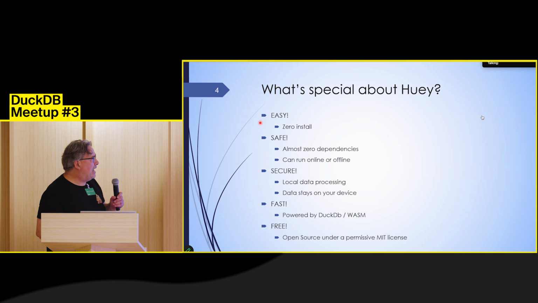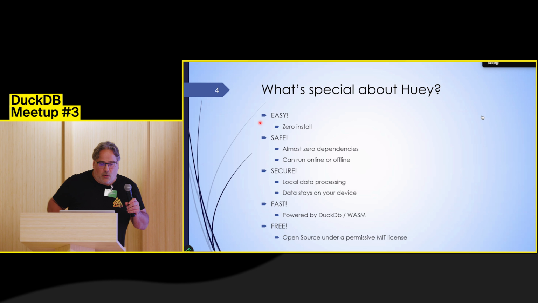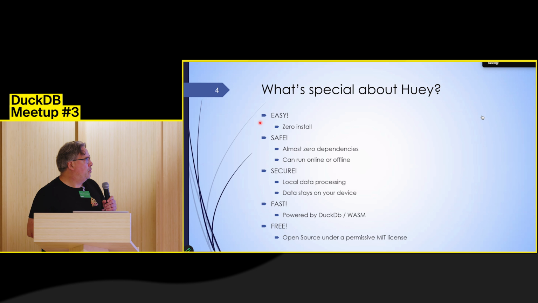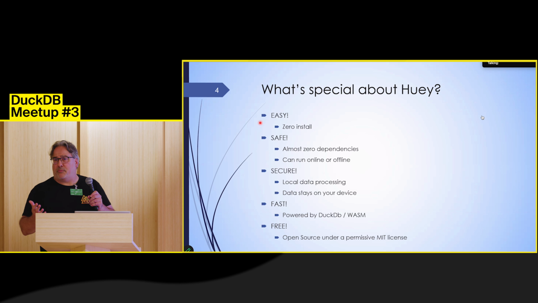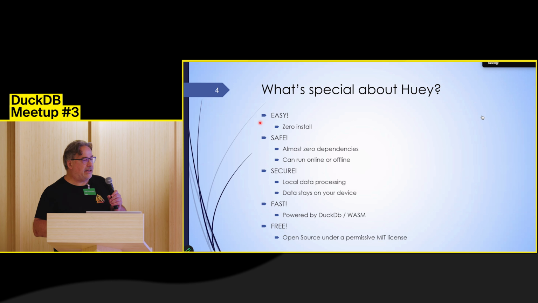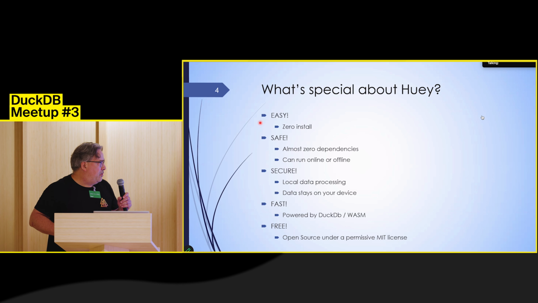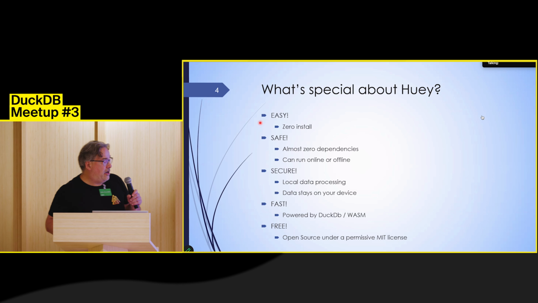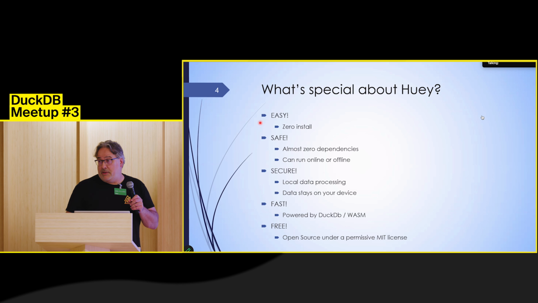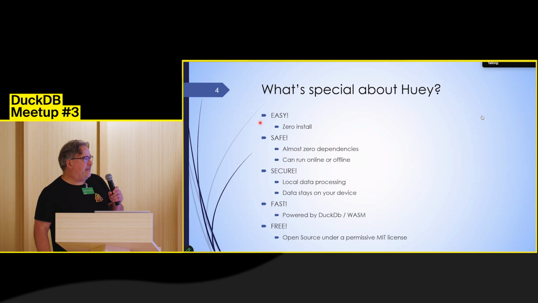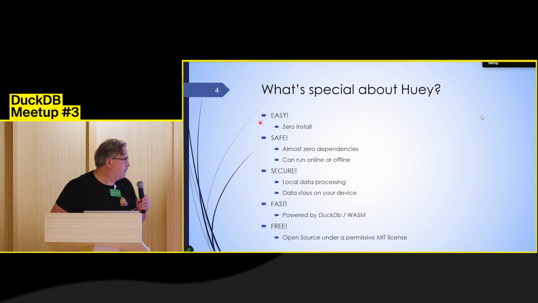Okay, so why is Huey special? Well, it's easy. You download it and you start running with it. There's no install or no build process or whatever. It's just static HTML and JavaScript, and of course DuckDB. So there's almost no dependencies, just like DuckDB. I have one dependency for, of course, DuckDB-Wasm, and for the icons, and that's it. There's no React, there's no Babel, it's just a static web app.